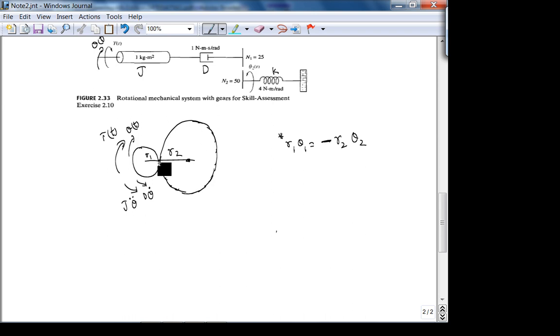Okay, so what I'm going to do is write an expression for the torque. The good news is there is a tangential force here, but it's at 90 degrees to this radius, yes? The torque is R1 times that F_C, the contact force, okay?